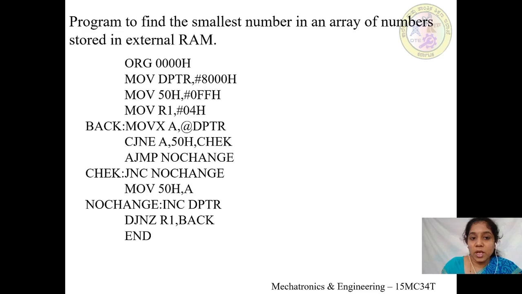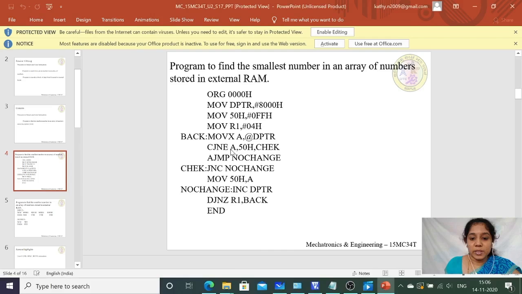So if you want to find the largest number of an array in the same process, what do you have to do? You will just change this to 0, 0, 0, 0, 0, and then instead of jump no carry, you have to set it to jump carry. Only two changes. Then you can find the largest number in an array of numbers. So let us check that.